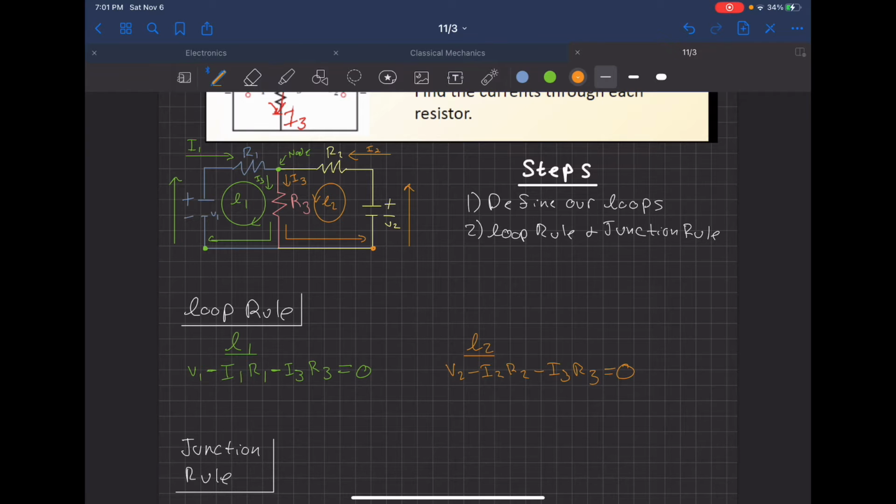I guess I could show how to define loop 3, but no, I'm not going to do that. That's too much work.